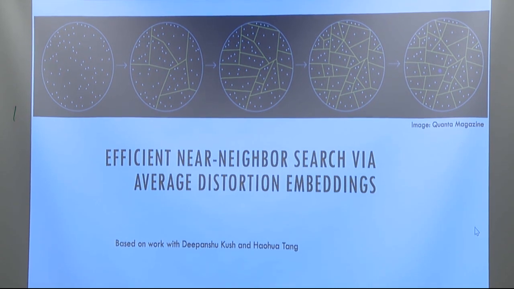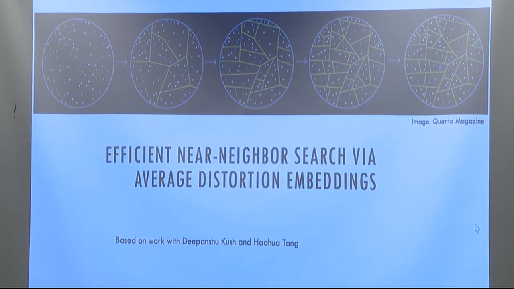So the plan for the second half is to tell you about one application of average distortion embeddings to constructing data structures for near-neighbor search.